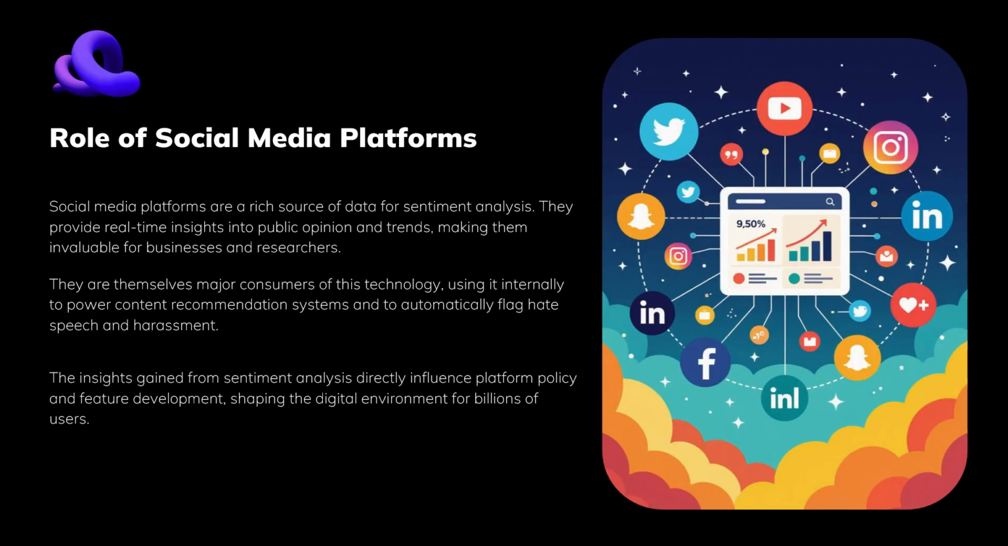So coming to the role of social media platforms. So social media platforms are both the source and the solution. They provide the data for sentiment analysis, but they also use it to improve their platforms. For example, Instagram uses sentiment analysis to detect and flag hate speech in comments. Twitter uses it to recommend topics based on user interests. By analyzing public sentiment, these platforms can create safer and more engaging environments for users.